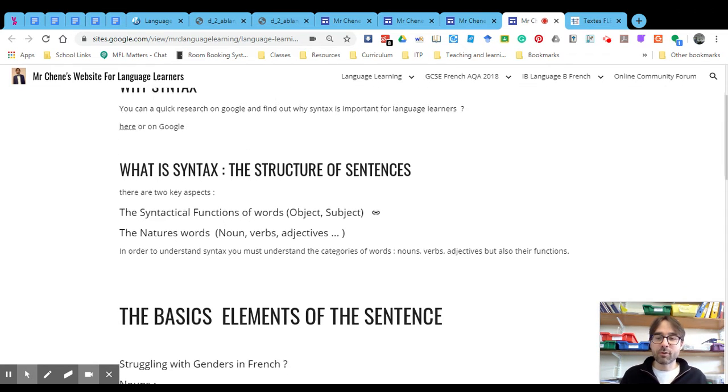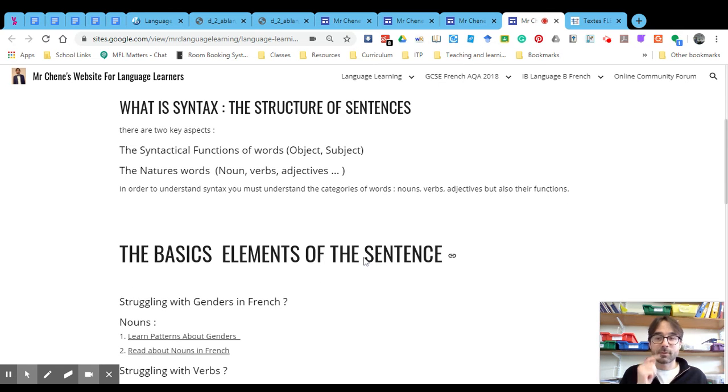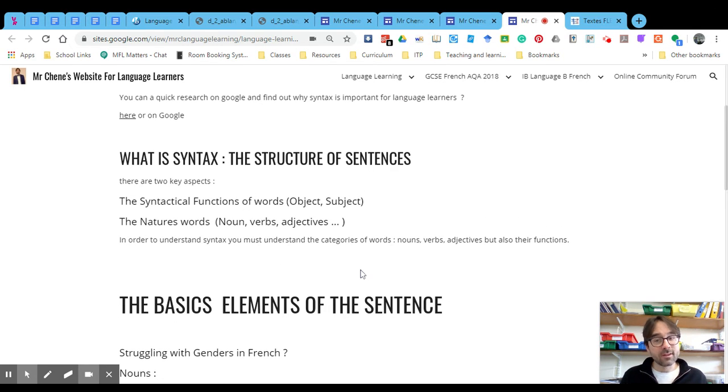And that's very important because if you want to learn a language, you need to be able to compare how it works in your own language and how it works in another language, because that really helps you make this information stick in your brain. So in order to understand how language is organized and its structure, you need to think about the syntactical functions. Basically, the functions of words are the role they play in a sentence.